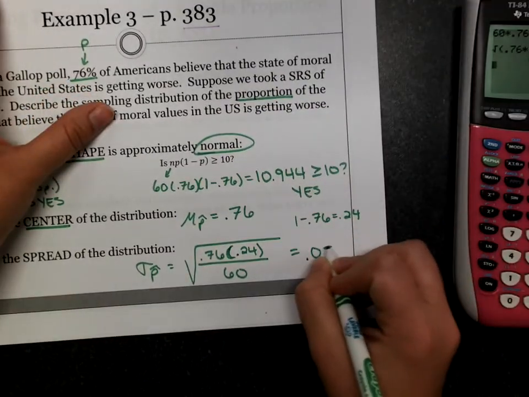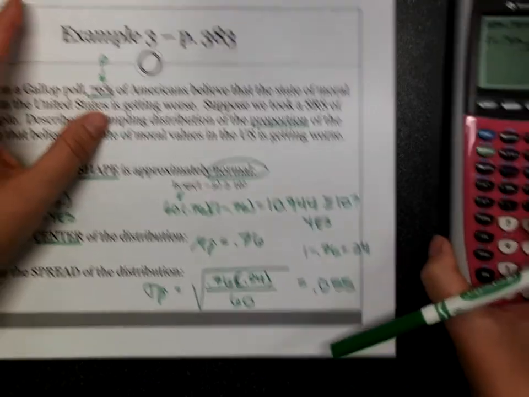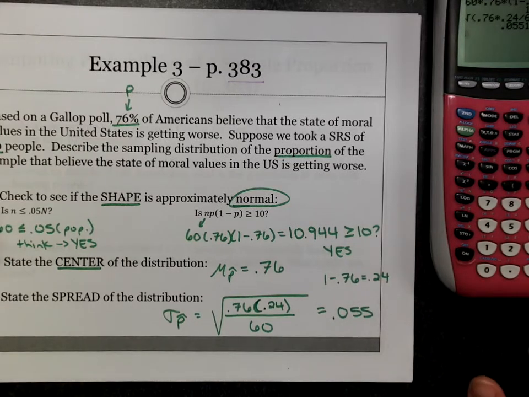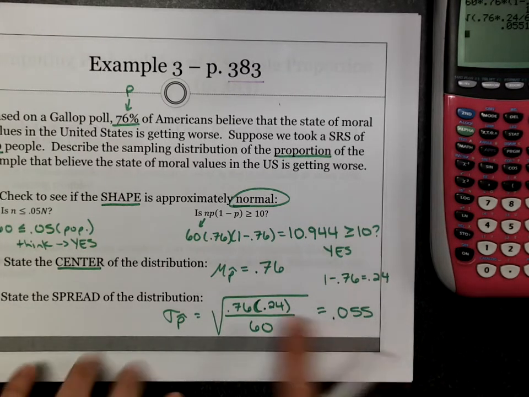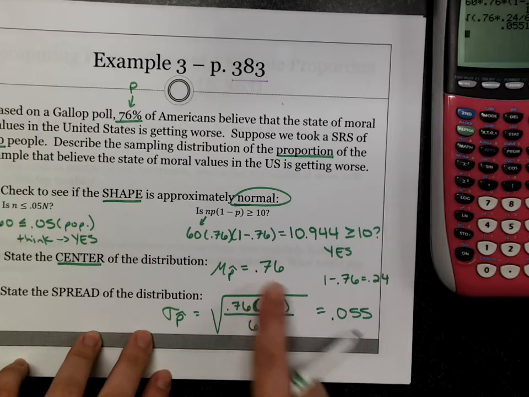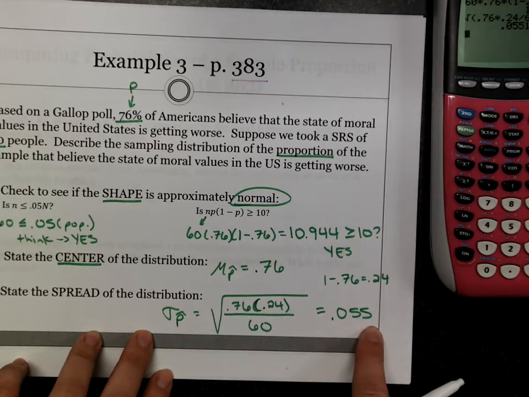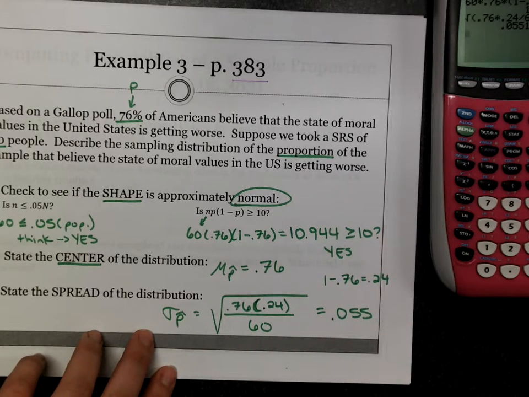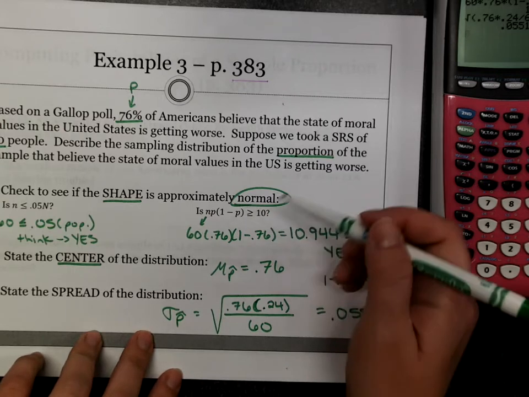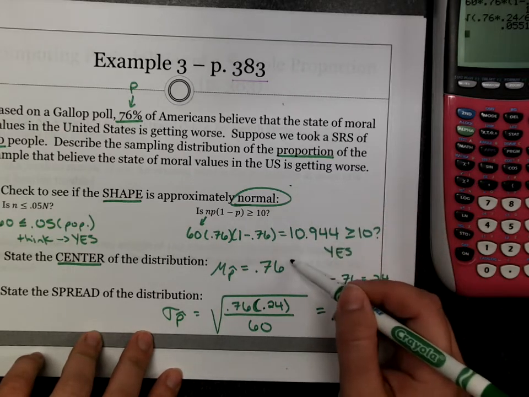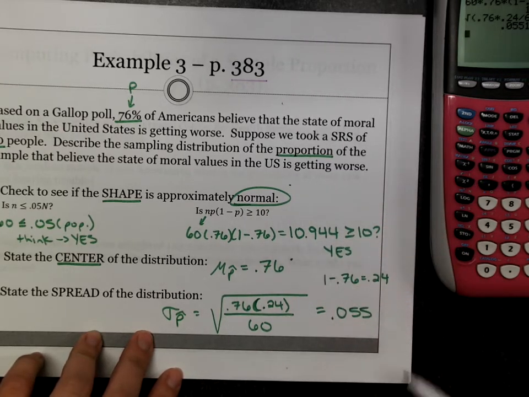We get 0.055. So we could draw a normal curve now that's centered at 0.76 with the standard deviation of 0.055. So everything at this point is the same. Once you figure out if it's normal, get the mean or the center and the standard deviation, from here on out it will be just the same as before.